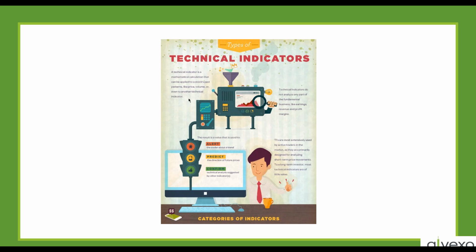Now, keep in mind that technical indicators only indicate. They alert, they predict, and they confirm. A technical indicator is a mathematical calculation that can be applied to an asset's price patterns, like price or volume. Technical indicators do not analyze any part of the fundamental business like earnings or revenue or profits or whether oil production is up or down. It doesn't look at war. It doesn't look at anything. It only uses the mathematical formulas of price.